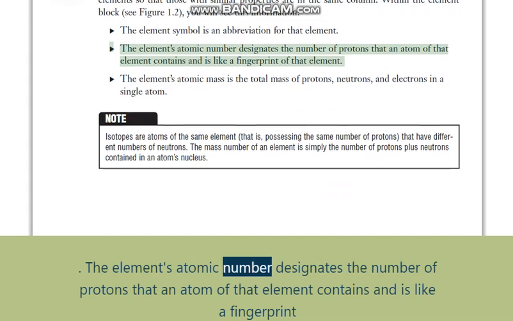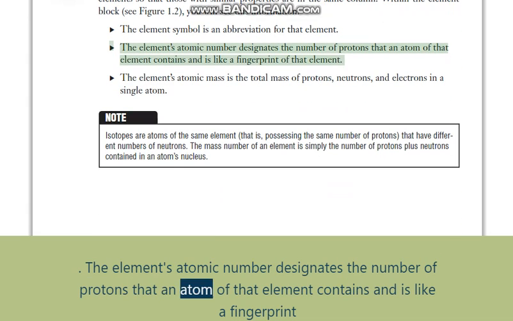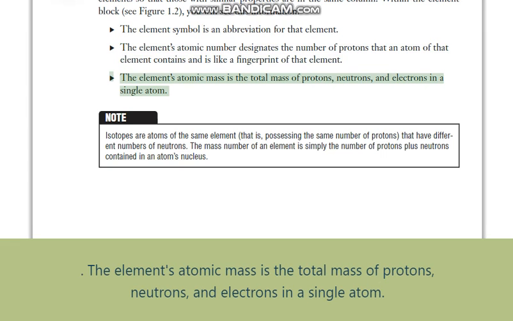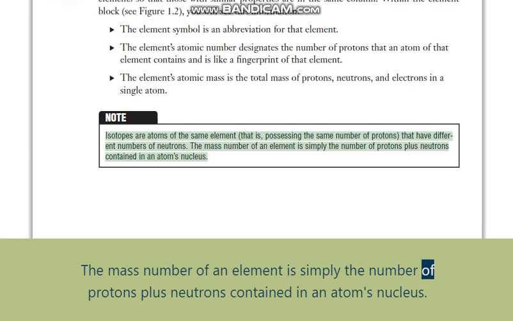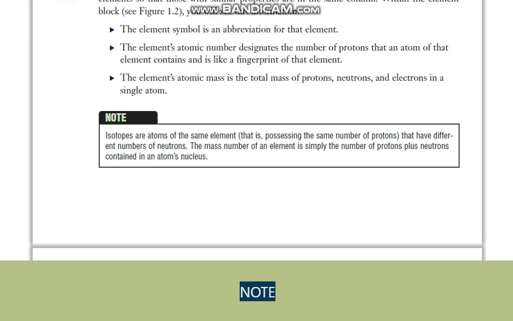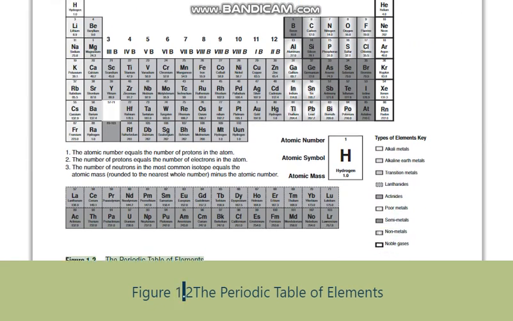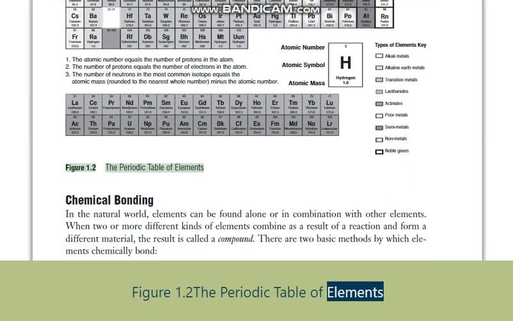The element's atomic number designates the number of protons that an atom of that element contains, and is like a fingerprint of that element. The element's atomic mass is the total mass of protons, neutrons, and electrons in a single atom. Isotopes are atoms of the same element, that is, possessing the same number of protons, that have different numbers of neutrons. The mass number of an element is simply the number of protons plus neutrons contained in an atom's nucleus. Note: Figure 1.2 The periodic table of elements.